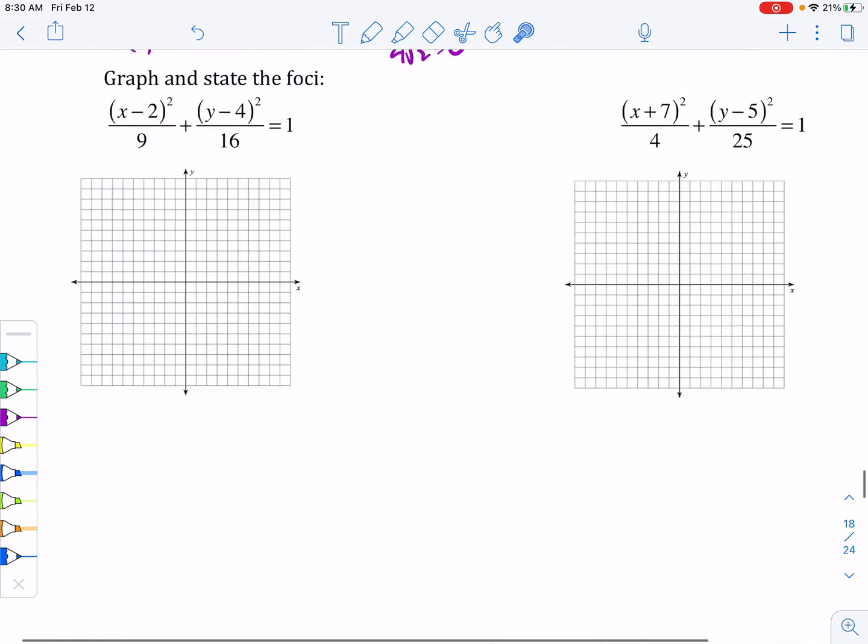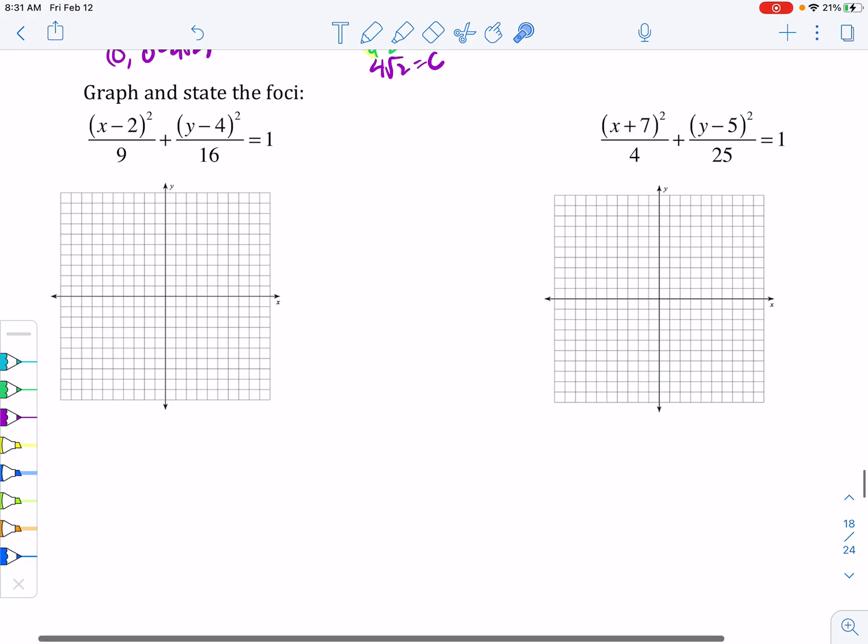Okay. Now, what if it's not centered at 0, 0? There we go. So here our center is the opposite of inside here, so positive 2. And then the opposite of inside here, so opposite of negative 4 is positive 4.